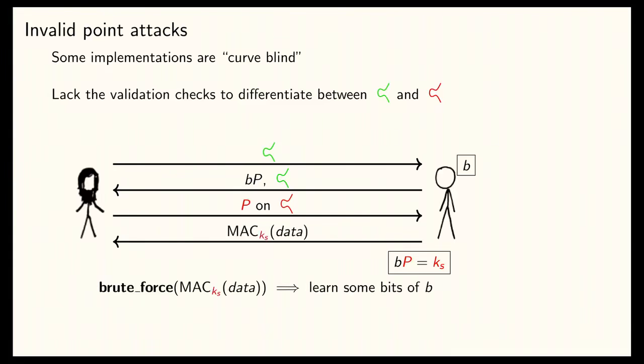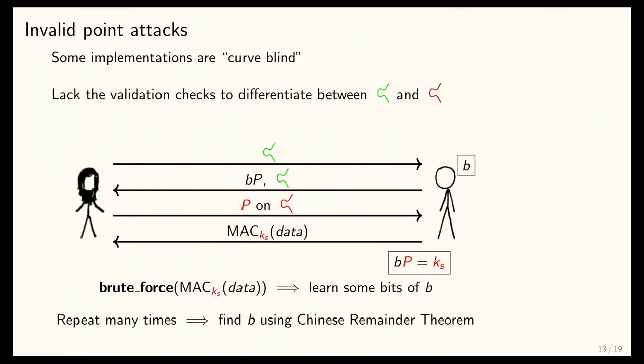Now, when he sends a MAC of the message transcript to Mallory, since she's chosen the curve to be super weak, she can now brute force over all possible values of KS and discover what B is on this weak curve instead. So this allows her to recover a few bits of B. And she can repeat this attack with many different weak red curves and recover the full secret value B using the Chinese remainder theorem.